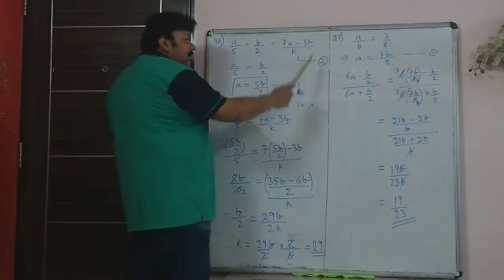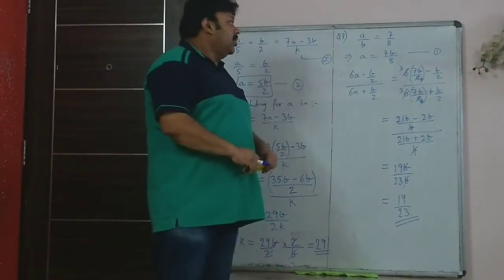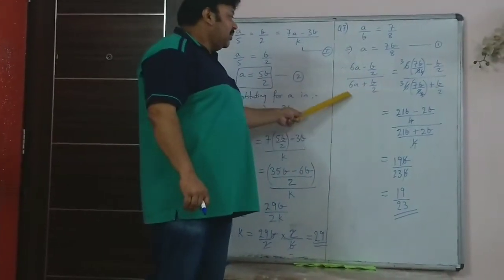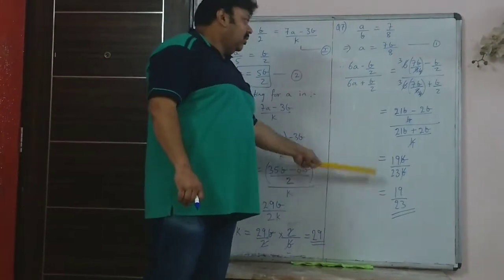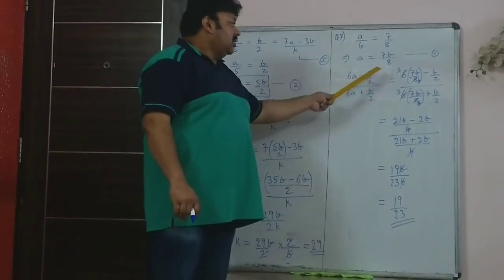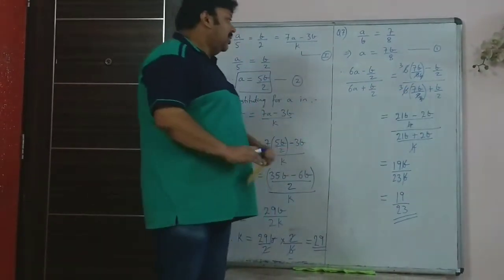Now the next sum also, question 7. You have got a upon b is 7 upon 8. So finally we write a in terms of b. And in this expression, which is the given expression, we have to find this value. So here we substitute for a. We write 6 into 7b by 8 and denominator also 6 into 7b by 8.